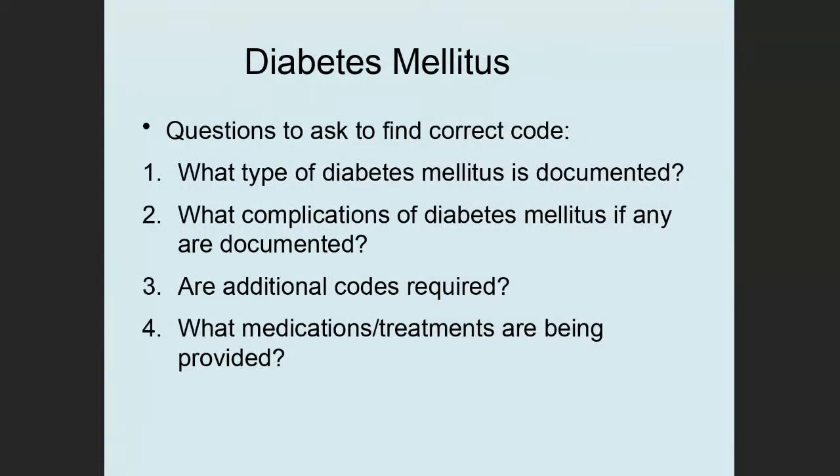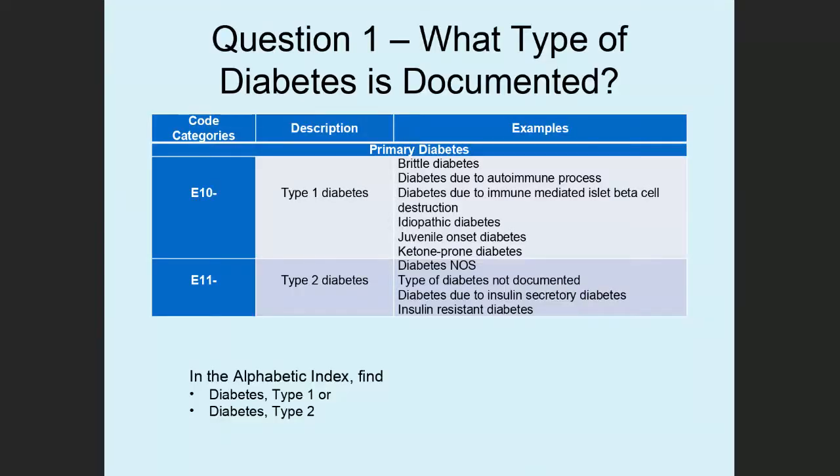In order to find the right code, you need to answer these questions. What type of diabetes is documented? What complications of diabetes, if any, are documented? Are additional codes required? And what medications or treatments are being provided? So question 1, what type of diabetes is being documented? There are 5 types, 5 categories.